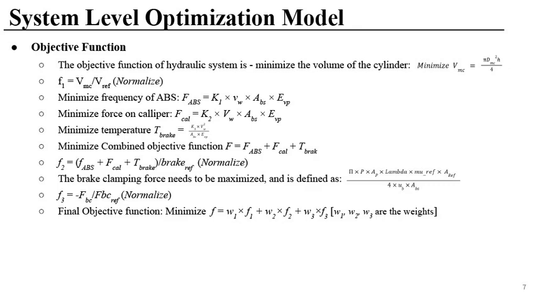The objective function of the first subsystem is to minimize the volume of the cylinder using the formula VMC equal to pi DMC square h by 4. This further feeds into a function f1 as shown in the second point. Further, we collectively minimize the frequency of ABS, the force on the calipers, and the brake temperature to give the function f2. These are the outputs from subsystem 2. Similarly, a function f3 is calculated taking into account the brake clamping force from subsystem 3. Finally, some weights are added to provide a final objective function.